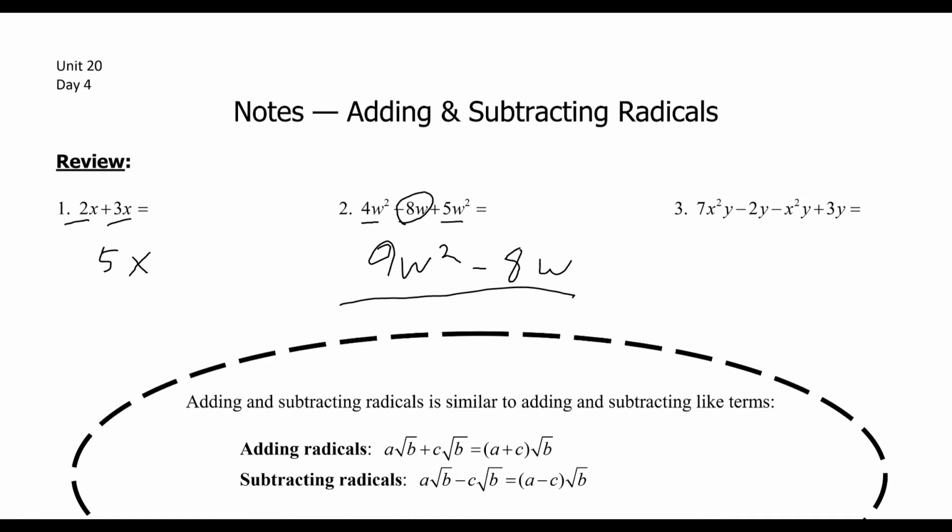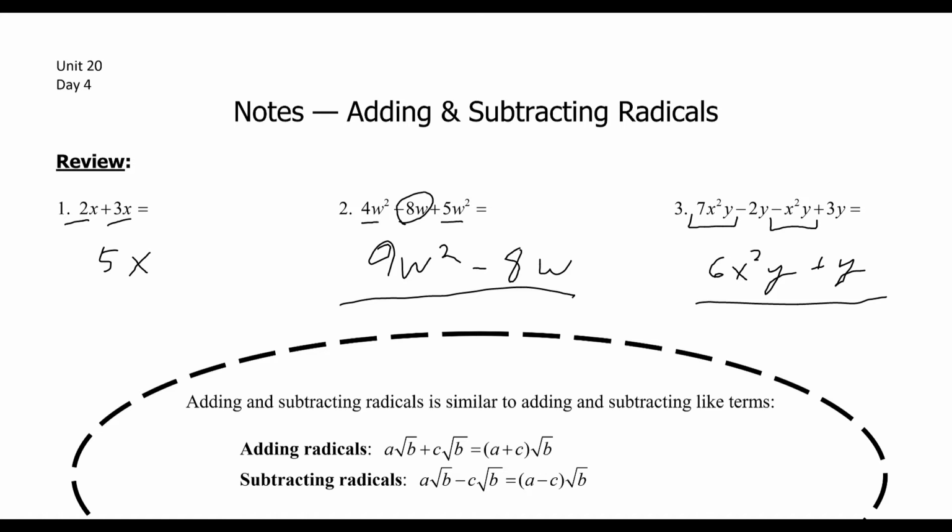Good math grammar dictates that we put the biggest exponents at the front, smaller exponents at the back. Just the way it works. Now, number 3. We're going to combine the 7x squared y and the negative x squared y, and that's going to be 6x squared y. And then we're going to have negative 2y plus 3y. Well, that's just going to be plus y. And that's done. And it's that easy.